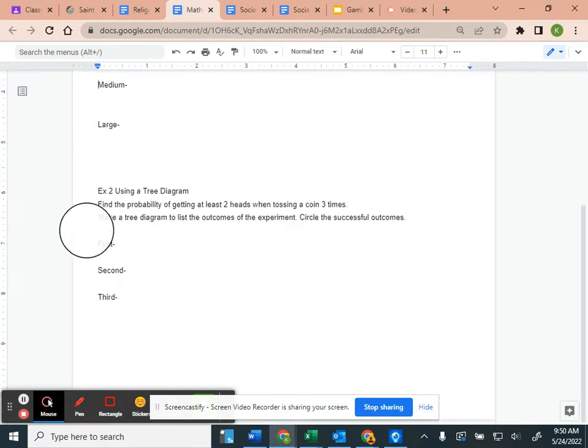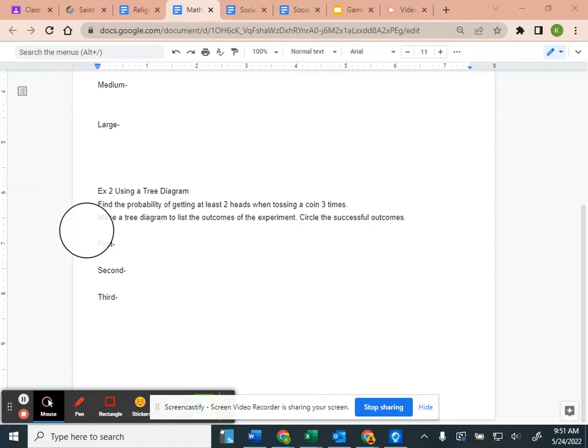Using a tree diagram, find the probability. Find the probability of getting at least 2 heads when tossing the coin 3 times. So you're tossing the coin 3 times. It's going to land on the heads or the tails of the coin. Make a tree diagram to list the outcomes of the experiment. Circle the successful outcomes. What does it mean to be a successful outcome?